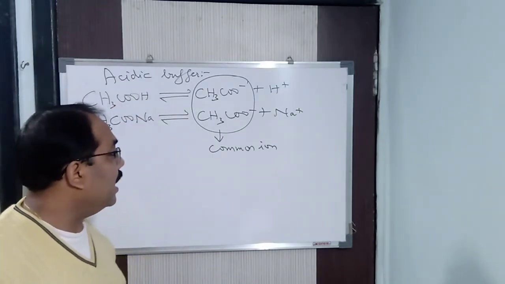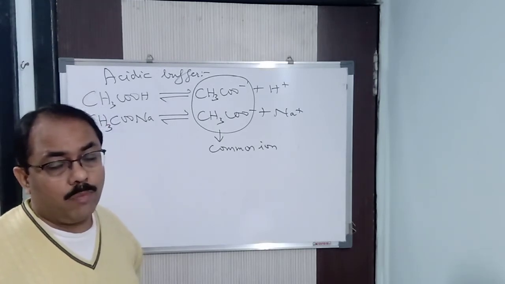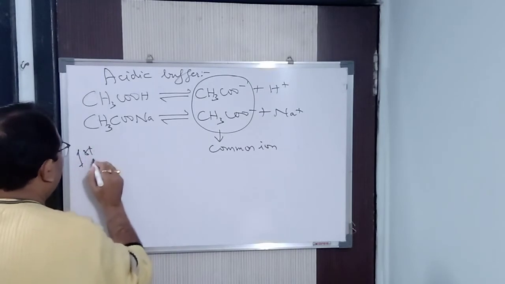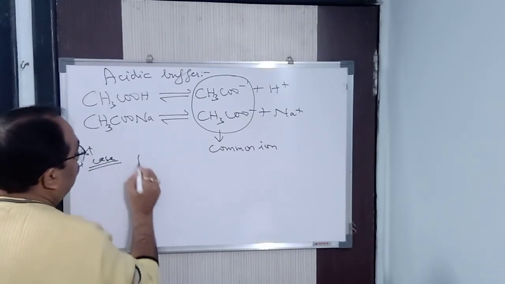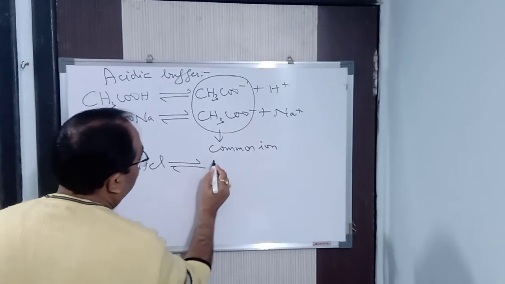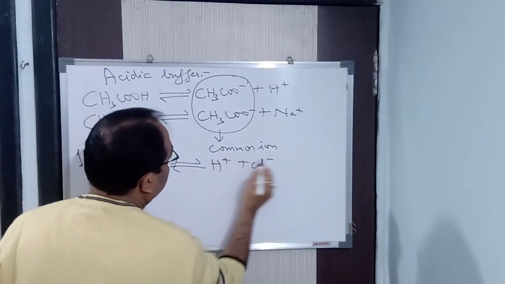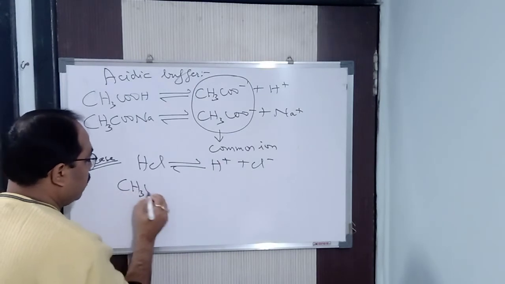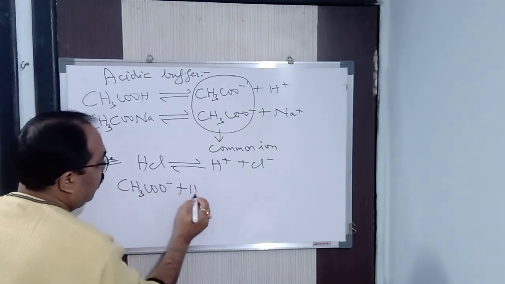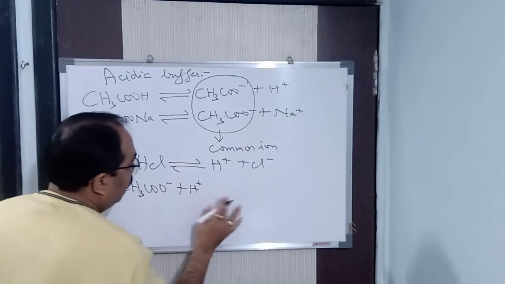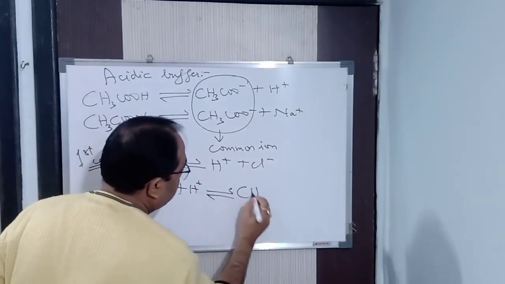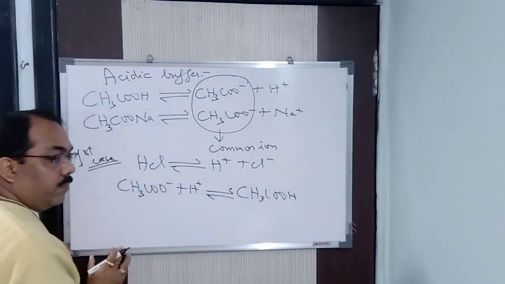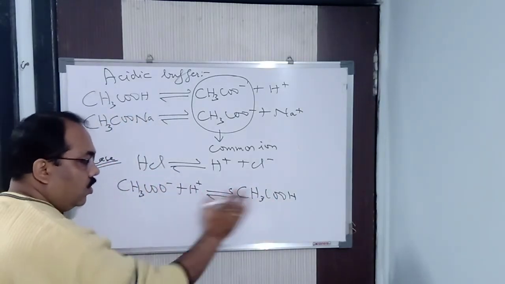Even if you add a small amount of acid or base to it, the pH does not change. Let us add it and see. Let us say I am taking HCl. HCl will dissociate to give H plus and Cl minus. Now this common ion, CH3COO minus, will react with the H plus ion to form what I said just now, undissociated CH3COOH molecules. Will it change the pH? No.